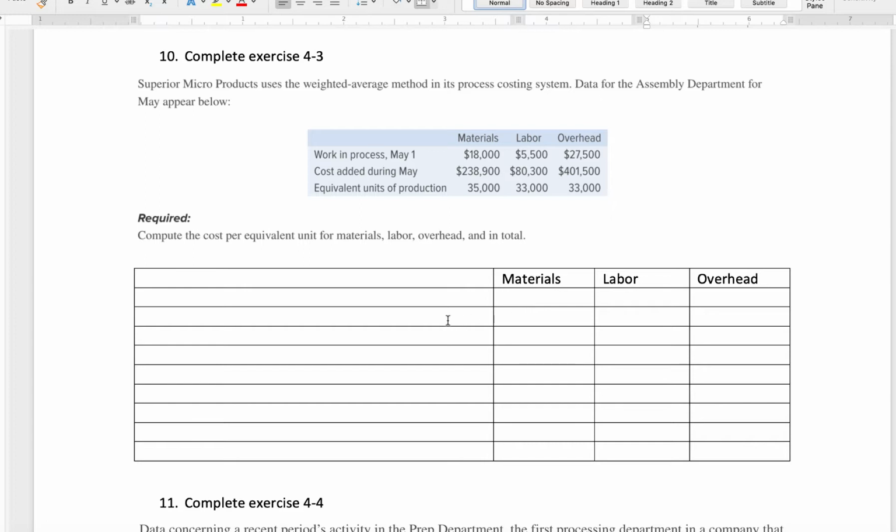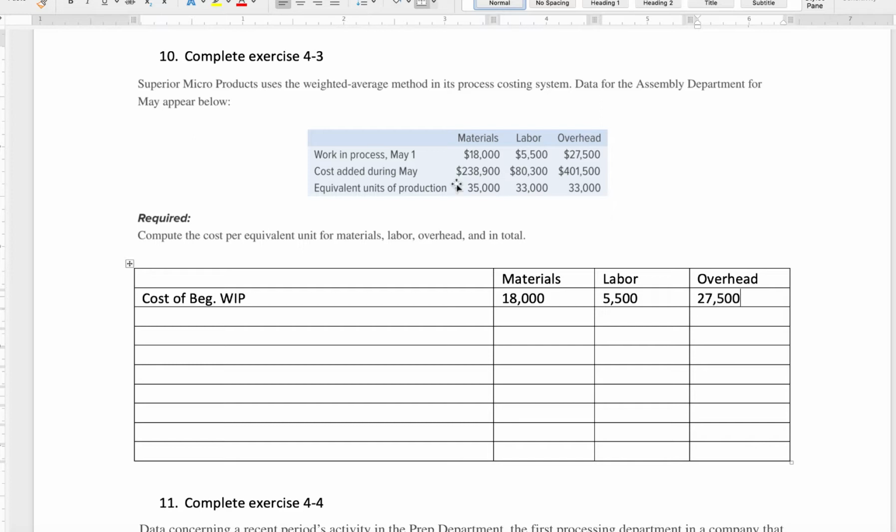So the first thing we need to account for is the cost of beginning WIP, okay? Well, we're just plugging and chugging at this point because guess what? The chart says, hey, work in process as of May 31st. Here's the costs you have in beginning WIP with respect to material, labor, and overhead. I'm just going to plug those in. So I have 18,000, 5,500, and 27,500.